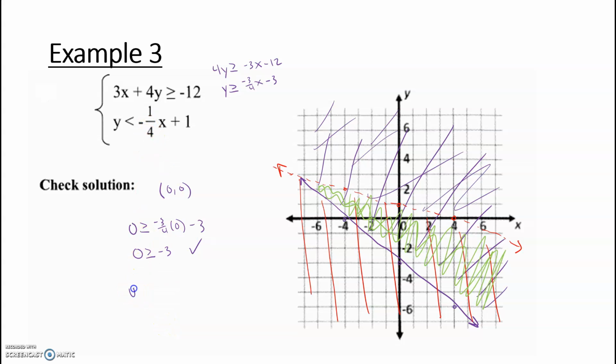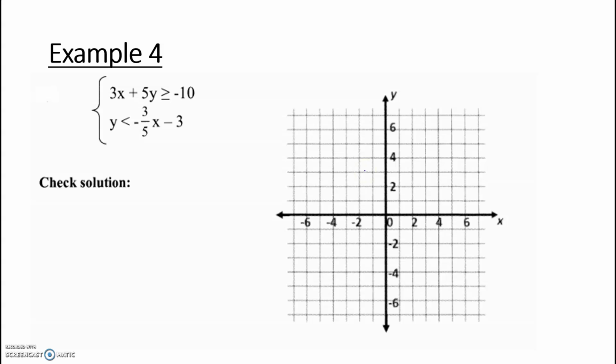The second one, y, 0 is less than negative 1/4 times 0 plus 1. So we have 0 is less than 0 plus 1, which is 1. Right, or 1 is greater than 0, either way, correct. So we checked our solution. We found a point in here, and we plugged it in. Again, be smart about your point picking. That's about all I got on that one. Be smart on your point picking.